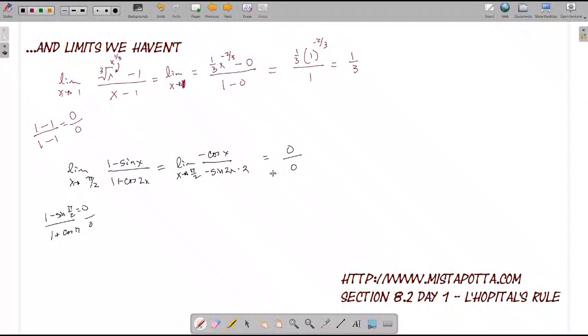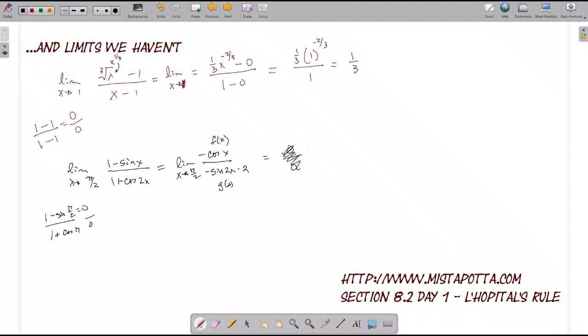And so I'm going to need to go through this one more time, because this is still some new f of x and some new g of x, and L'Hopital's rule says I should be able to do this again. So let's go ahead and try this once more with feeling.